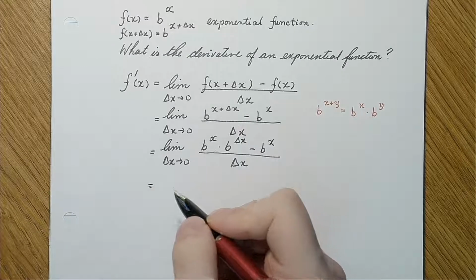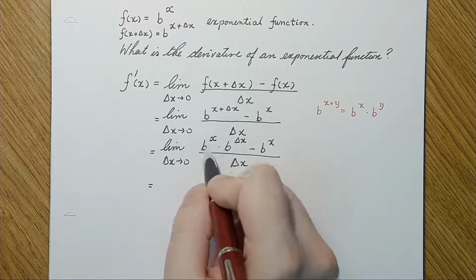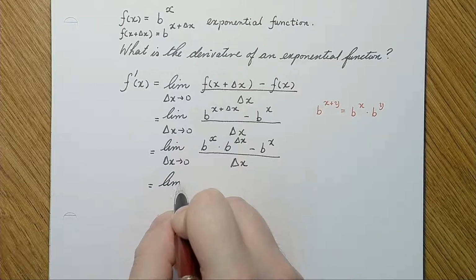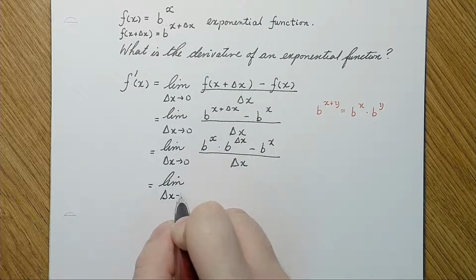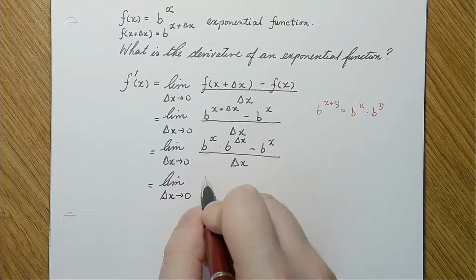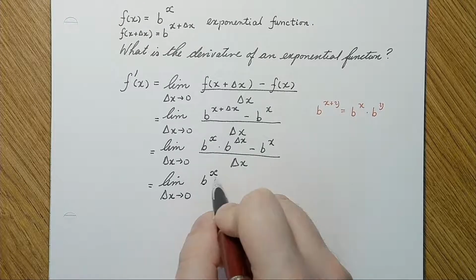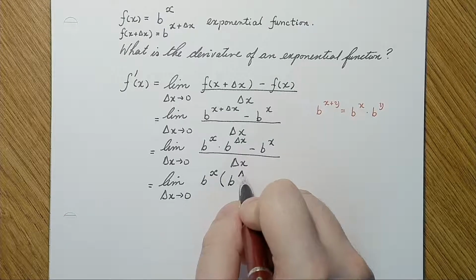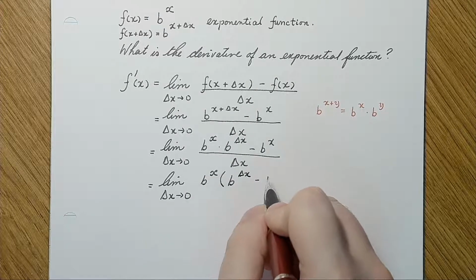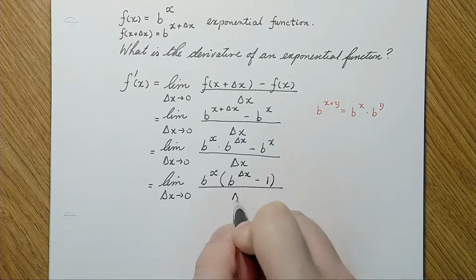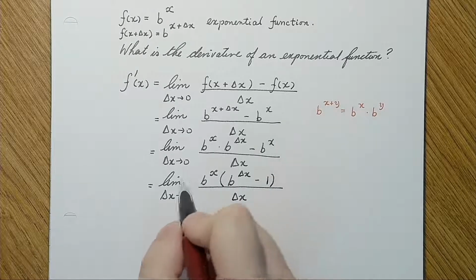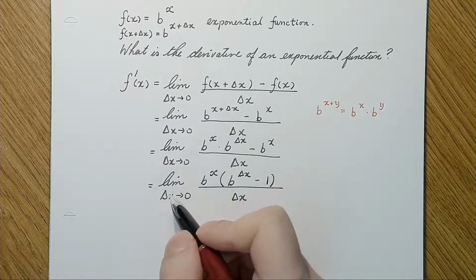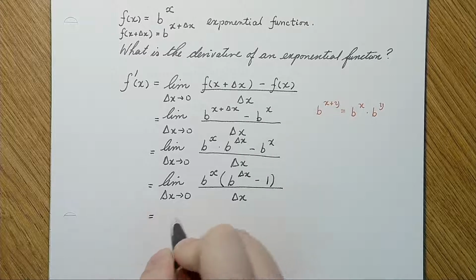Then the next thing that I can do is factor this out because I have a b to the x. So I have to keep writing my limit. I haven't taken the limit yet. So b to the x, and I'm going to factor that out. So I'm left with b to the delta x minus 1 all over delta x. Now, because this b to the x doesn't have a delta x, I can actually pull that out in front of the limit. I don't have to worry about that.